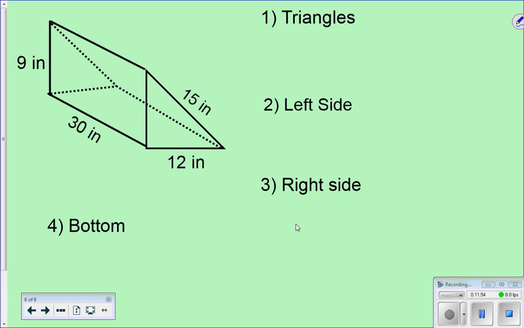Let me know when you're done drawing, and then we'll do one together. All right, about done? Got your dimensions in there, because you're going to have to know those. Don't forget those.